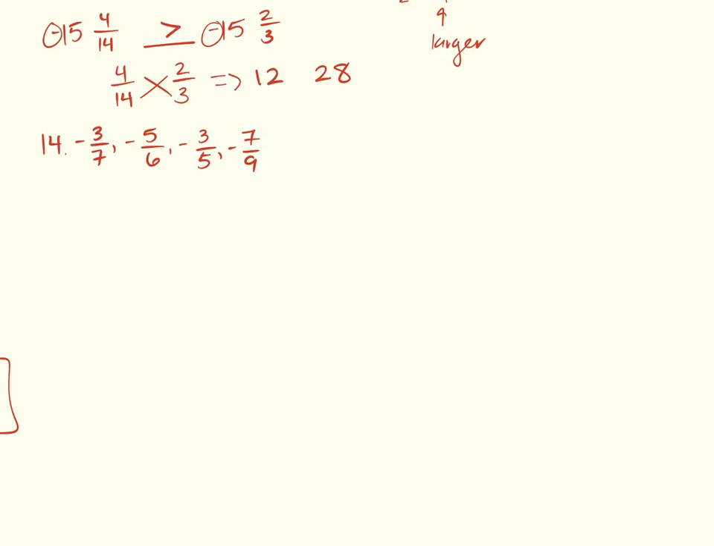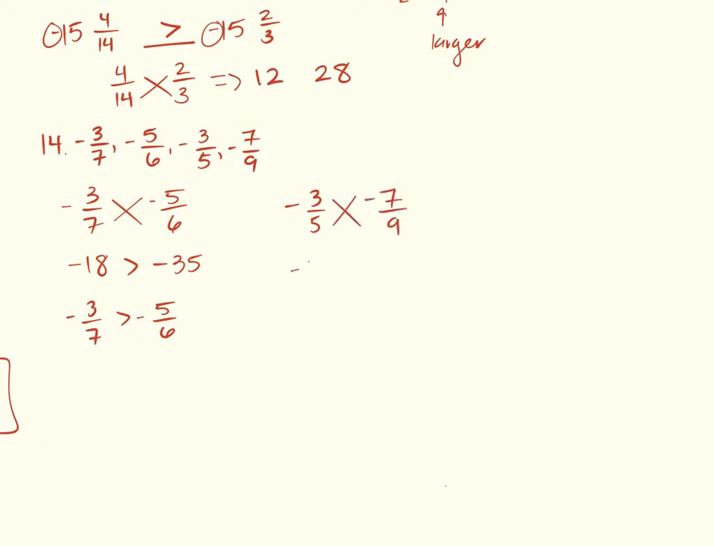Let's look at 14. For 14, we've got -3/7, -5/6, -3/5, and -7/9. So let's compare the first two numbers. We've got -3/7 and -5/6, cross multiply, we get -18 and -35. -18 is greater than -35, so -3/7 is greater than -5/6. Then let's compare the last two numbers, -3/5 and -7/9, cross multiply. We get -27 and -35. -27 is larger, so -3/5 is greater than -7/9.